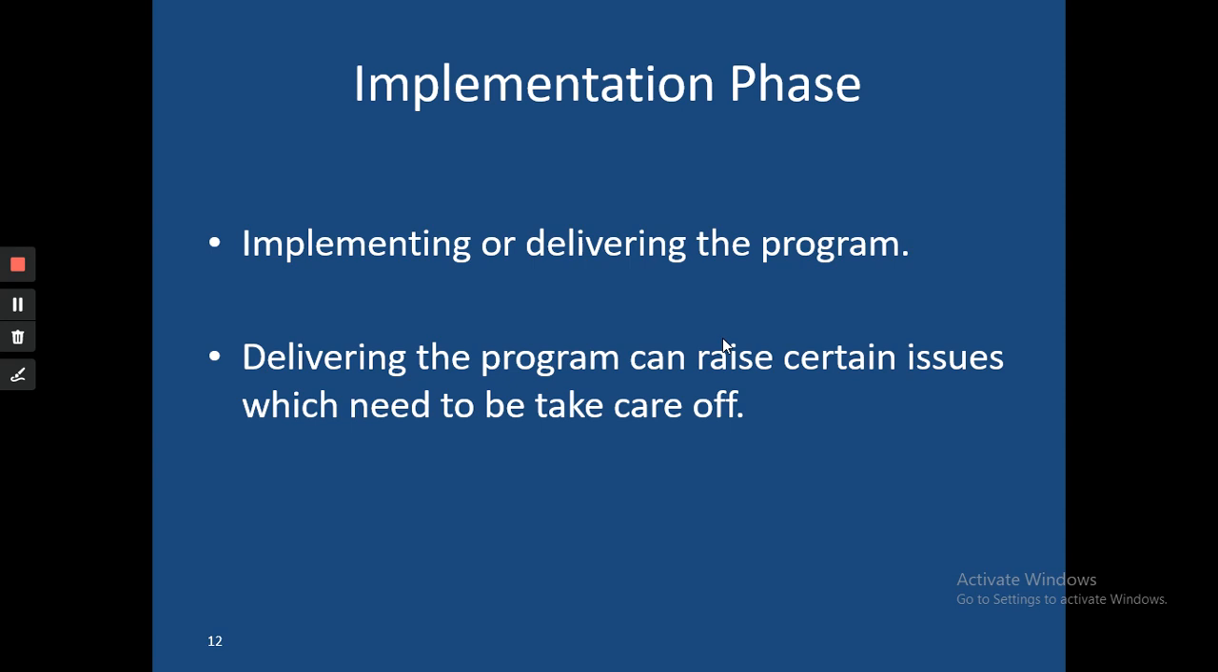Now you are ready at the third stage, the implementation phase, to deliver the program. While delivering programs, keep in mind that you can have certain issues which were not in your mind. These can be accidental incidences. For instance, there is rain, or an unplanned strike, the resource person or the participants are not coming, or the resource person is sick and not able to deliver. So certain issues can arise at the implementation phase.